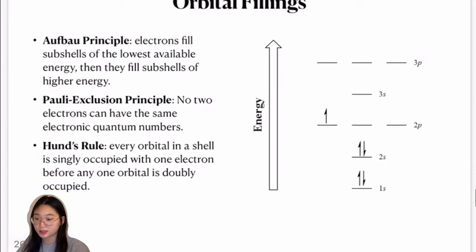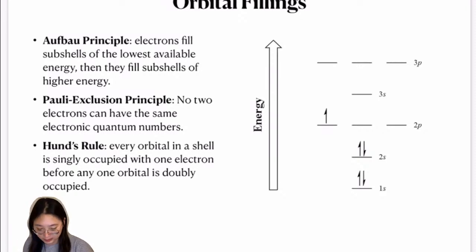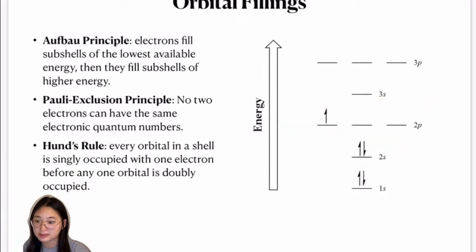And then the last one is Hund's rule, which states that every orbital in a shell is singly occupied with one electron before any one orbital is doubly occupied. So what does that mean exactly? Okay, so what it means is, let's say you have two more electrons here. Then how you put it in this 2p sublevel is not like, okay, one and then the other one, a pair and then third here.